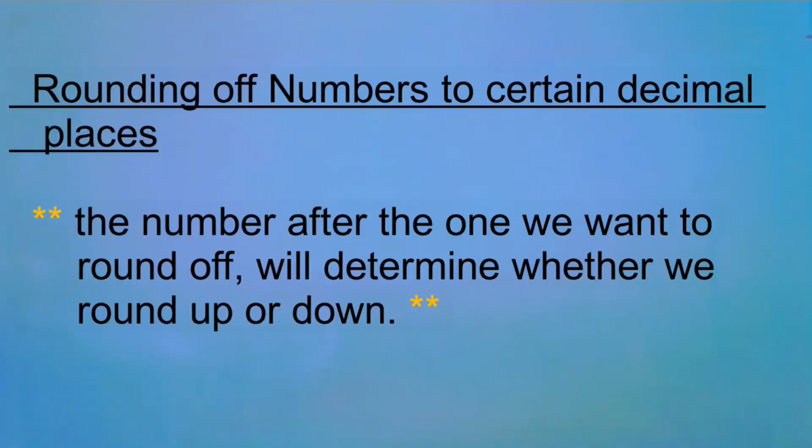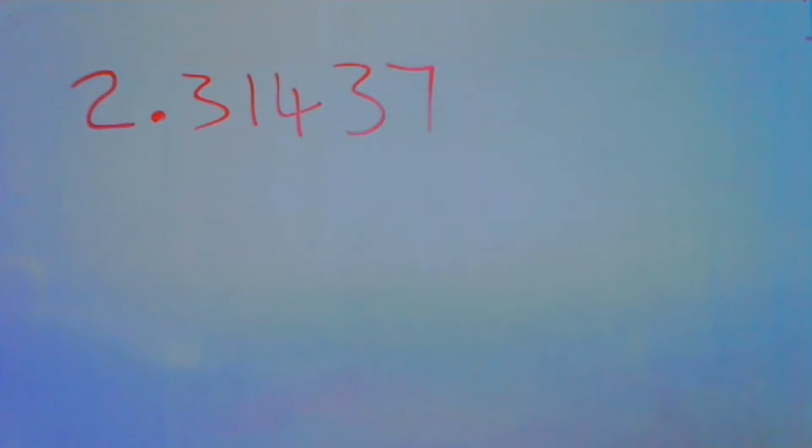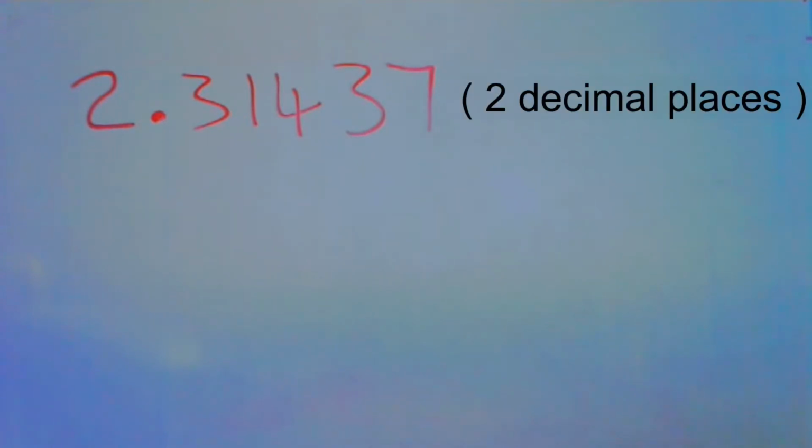On today's video, we are rounding off numbers to certain decimal places. The number after the one we want to round off will determine whether we round up or we round down. Let us round off our number 2.31437 to 2 decimal places.